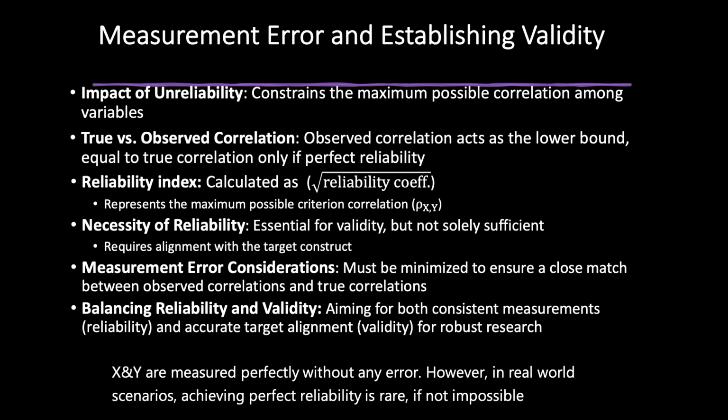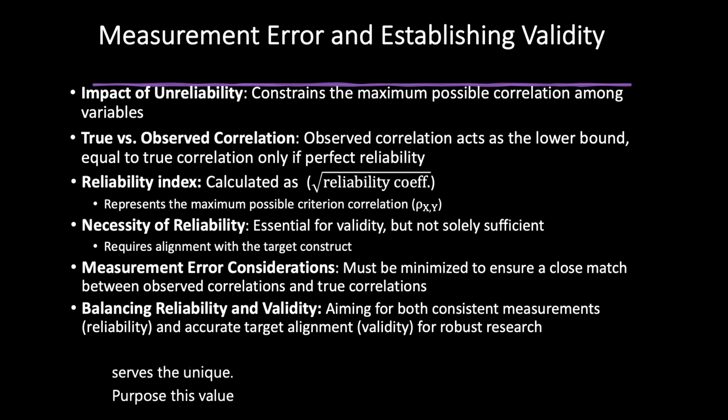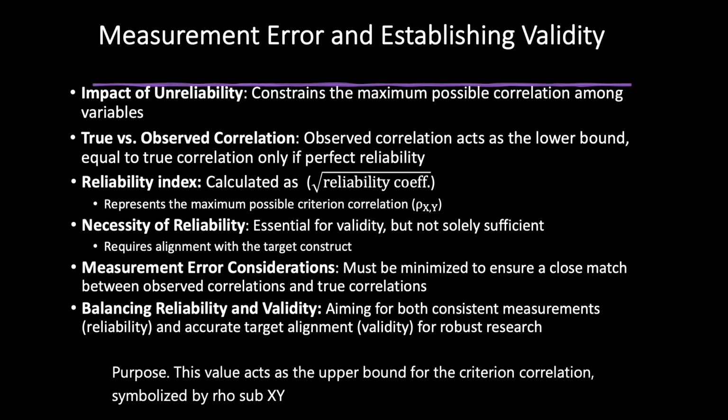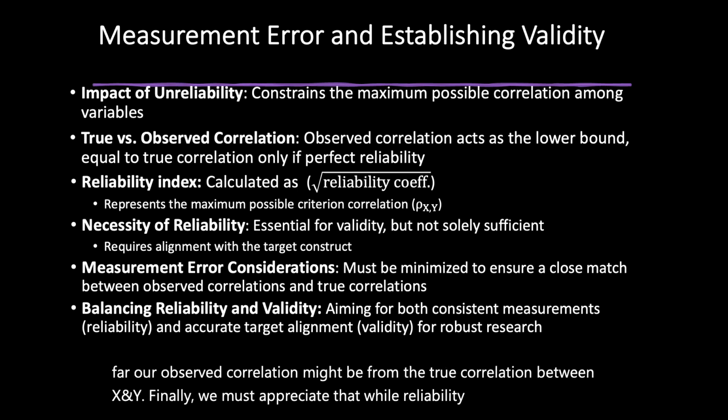The reliability index, calculated as the square root of the reliability coefficient, serves a unique purpose. This value acts as the upper bound for the criterion correlation, symbolized by rho sub xy. Essentially, this index helps us understand how far our observed correlation might be from the true correlation between x and y. Finally, we must appreciate that while reliability is crucial, it's not everything.